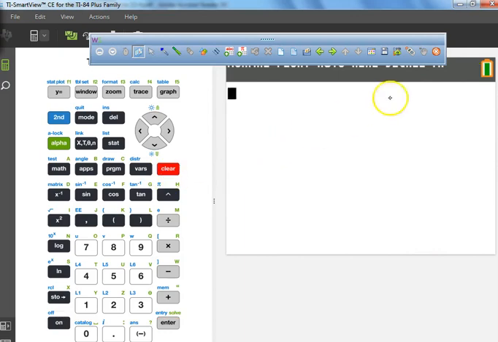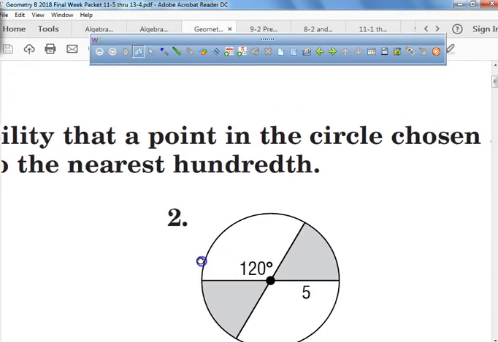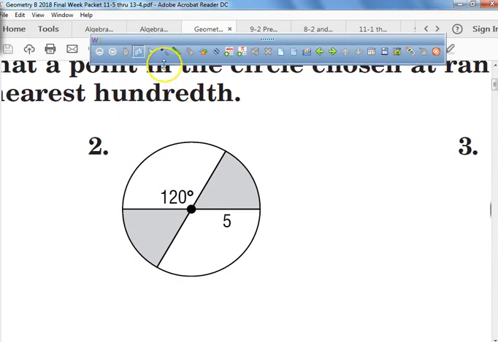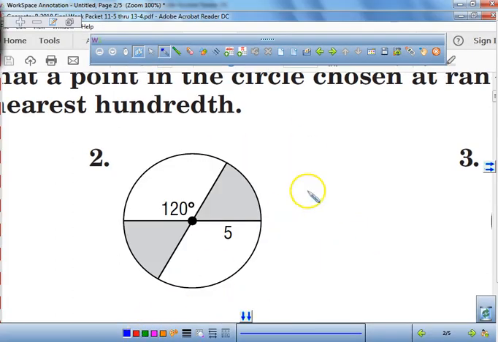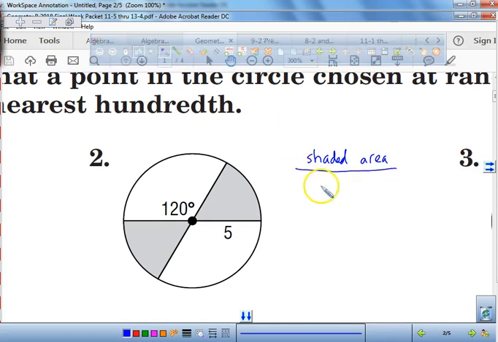Now, our next problem is going to be really, really easy. Once again, what do you have to find? You have to find the probability of hitting the shaded area out of the total. Shaded area out of the total area. How do we find the total area? It's the total area of a circle. There we go. Pi.